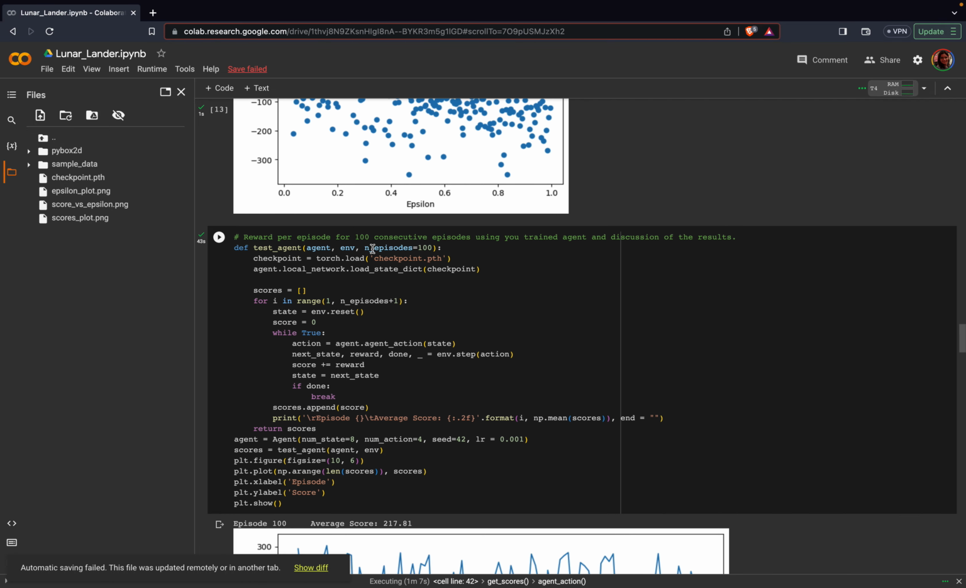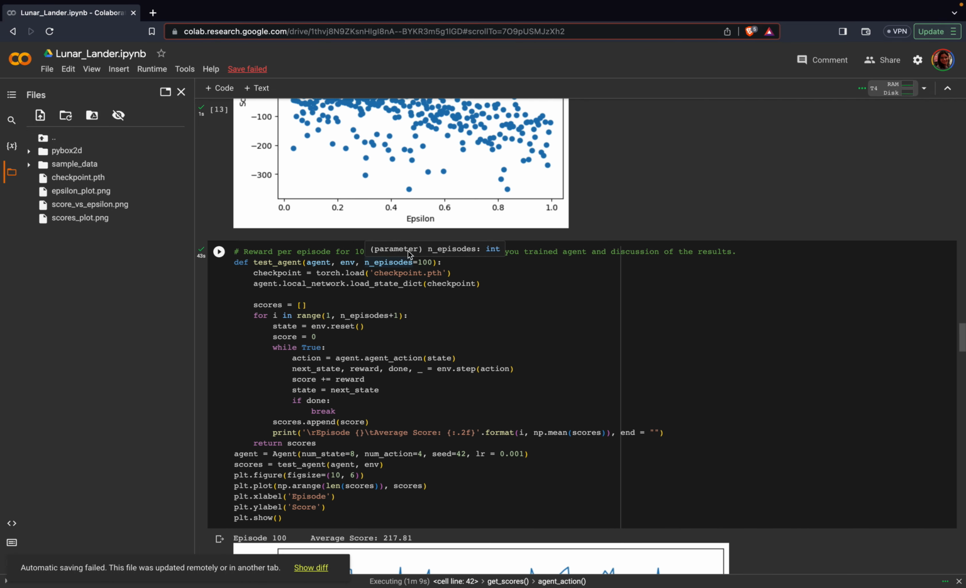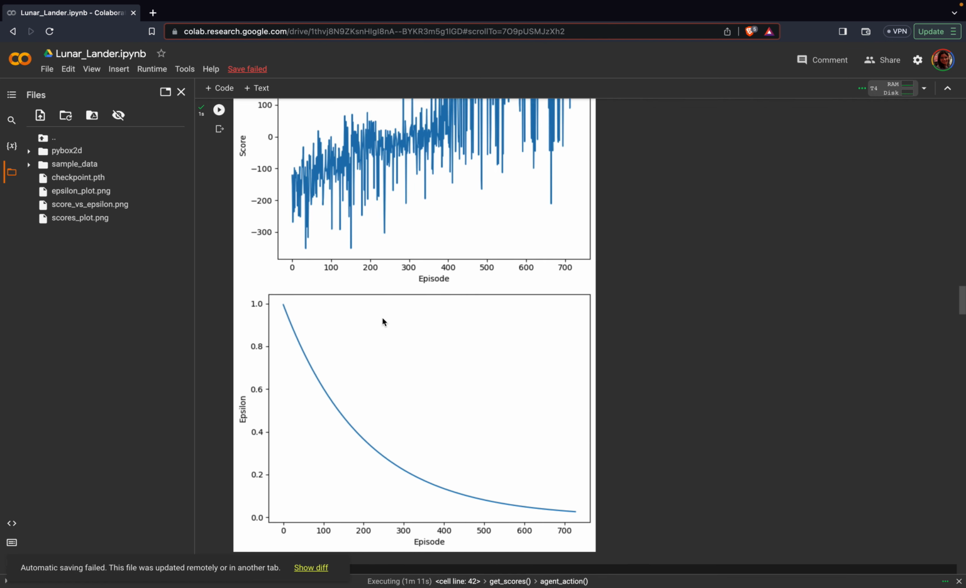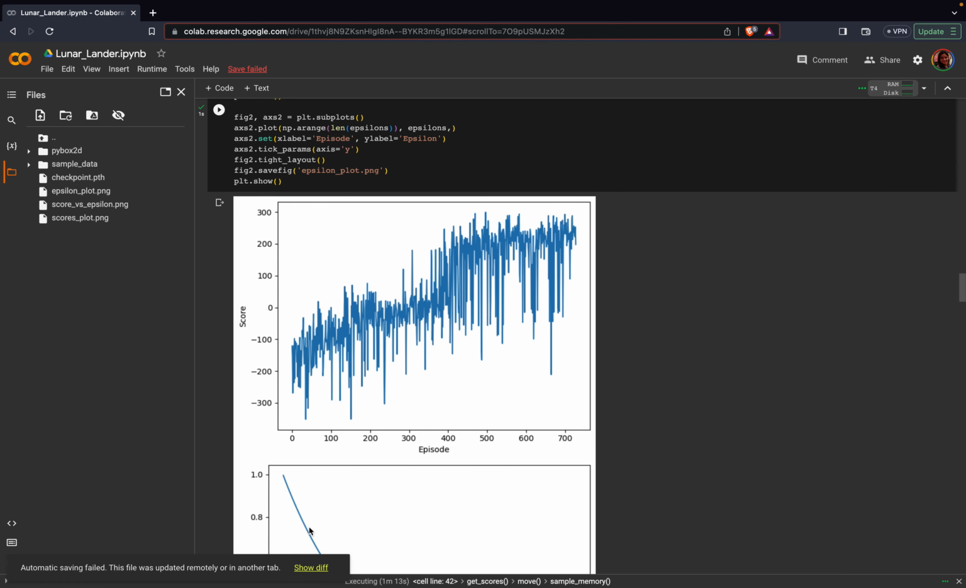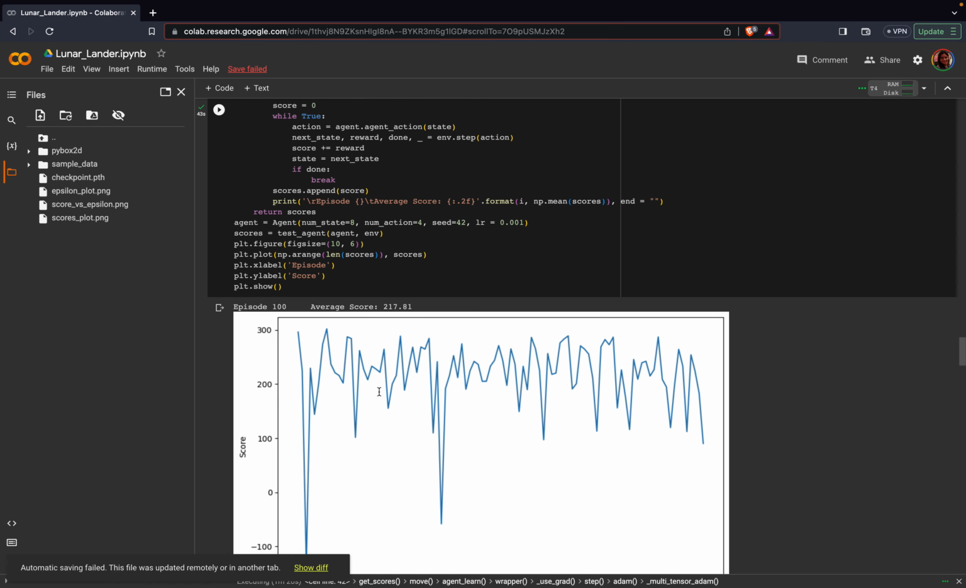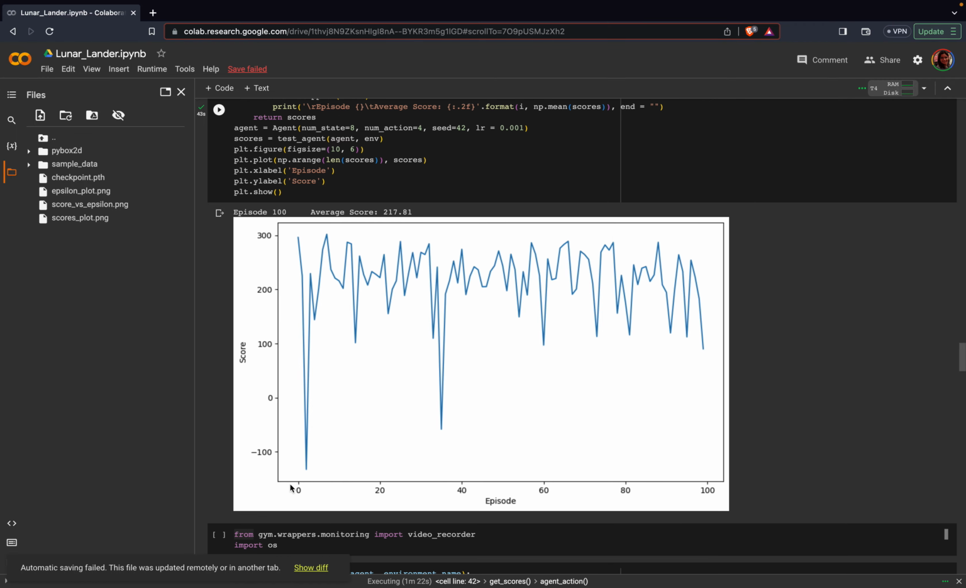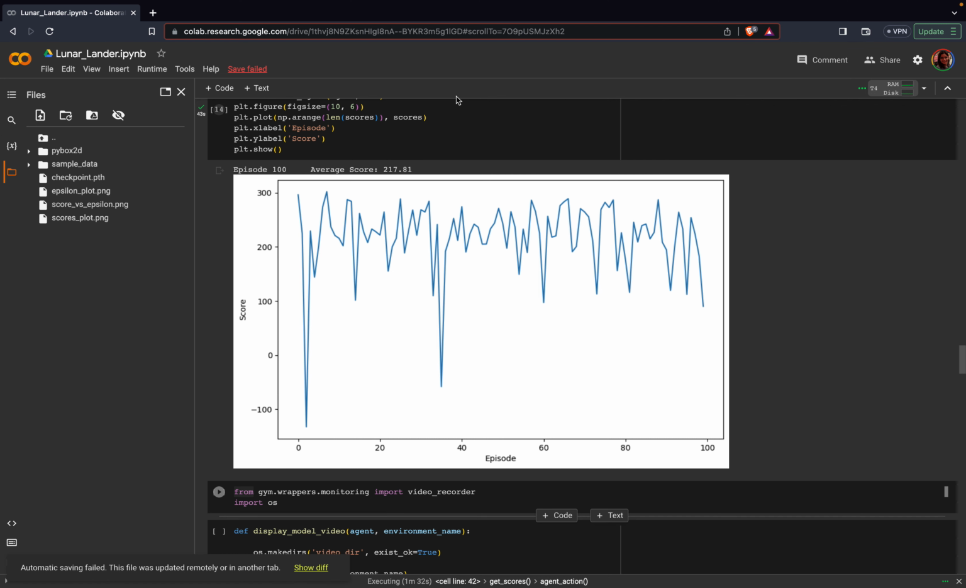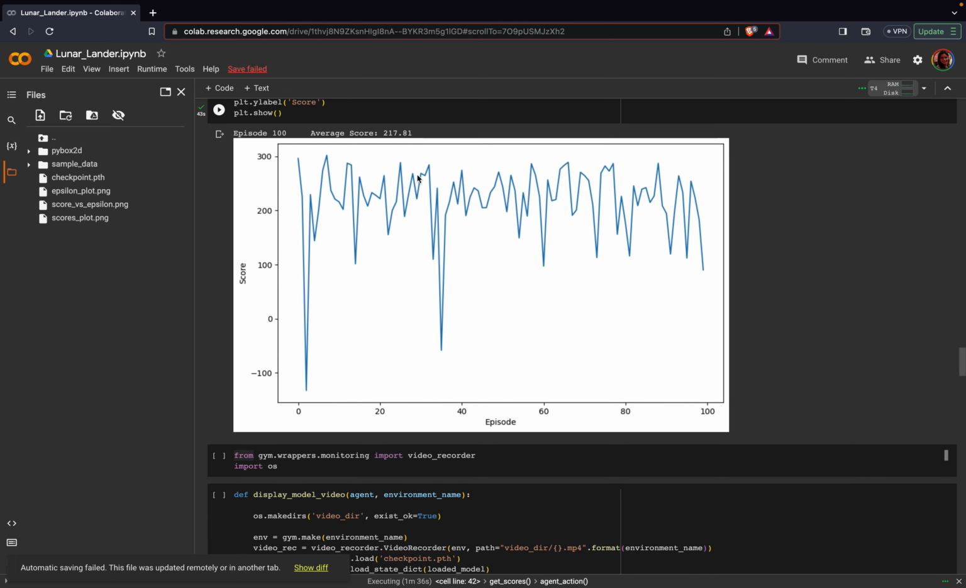And I also ran it for 100 consecutive episodes. In the previous one I ran it for 100-episode batches, but what I'm doing here is just running it for 100 consecutive episodes, right? So you can see the timeline has changed over here as compared to the previous one. For the episodes, you see these spikes are spikier, right? Average score came out to be like 217. That is pretty good, I guess, right?